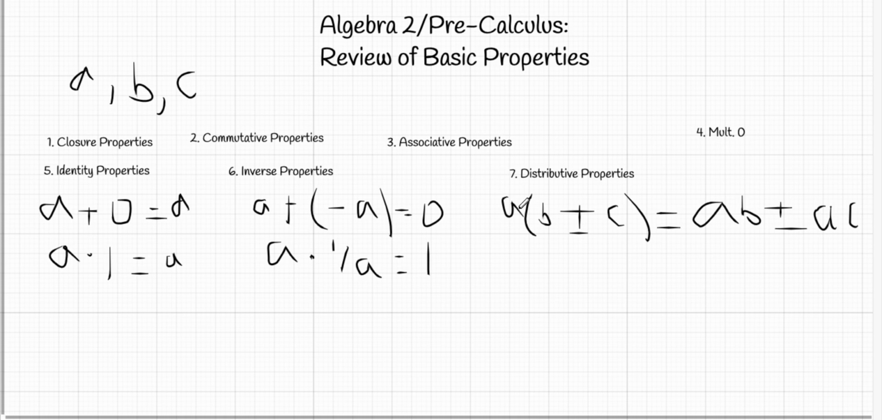It's basically saying that when you have a term B plus C or B minus C and you multiply A to that entire part, you get A times B plus or minus A times C. So you can multiply it out. You're distributing this A to the B and the C. That's where the name comes from.